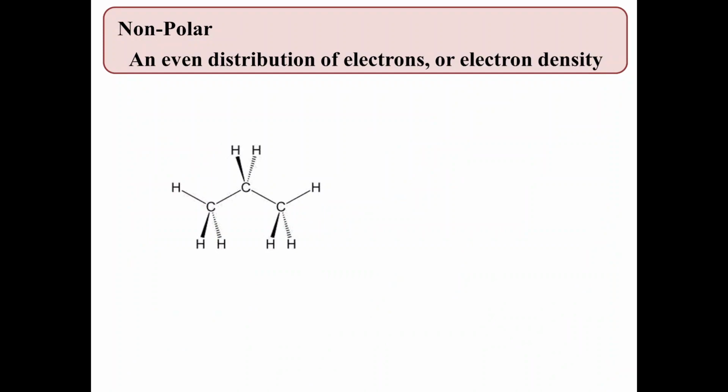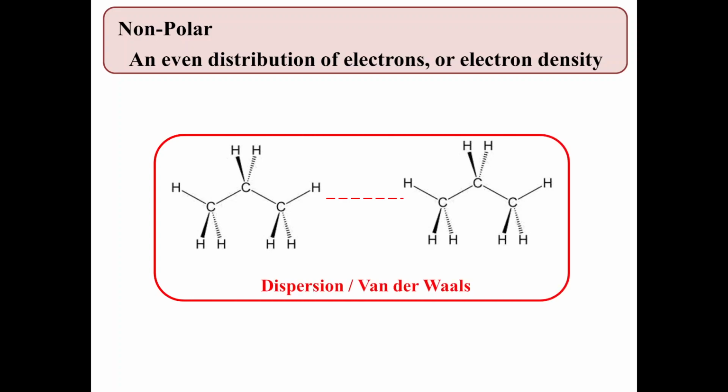All right, so let's go ahead and look at our propane, which is a nonpolar molecule. So since we have a nonpolar molecule, it would interact with another propane, another nonpolar molecule, and there's not a lot of interaction that is going to occur here. We don't have one end that has higher electron density than the other, and so the only thing that's going to occur is we're going to have some what's called dispersion or van der Waals interactions.